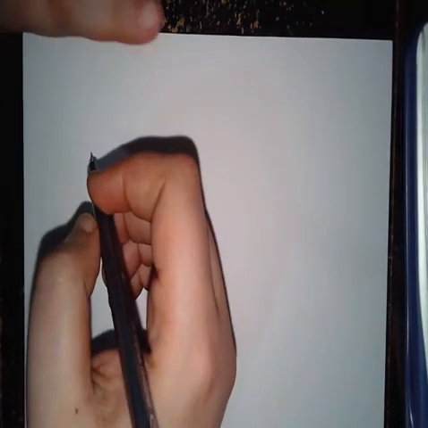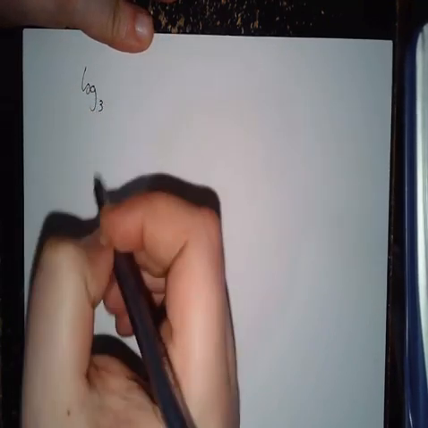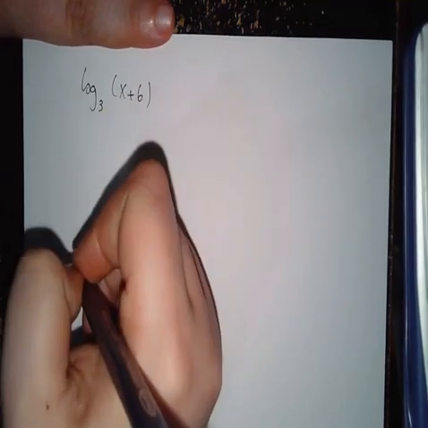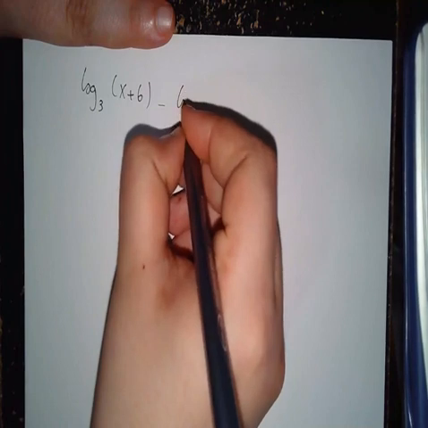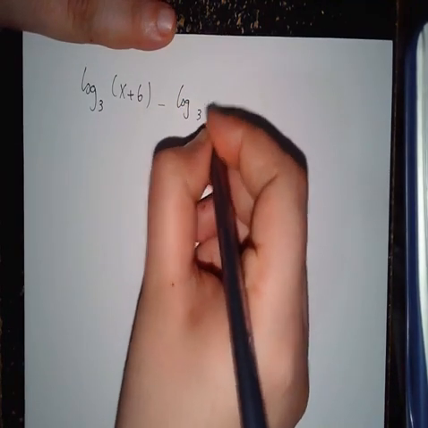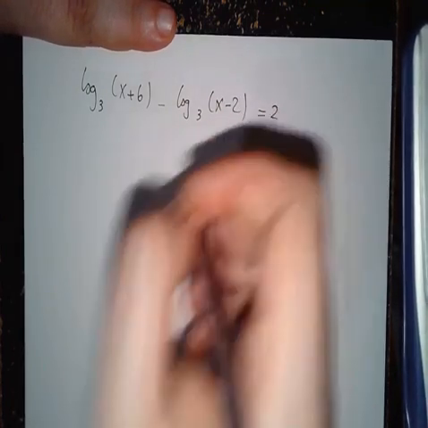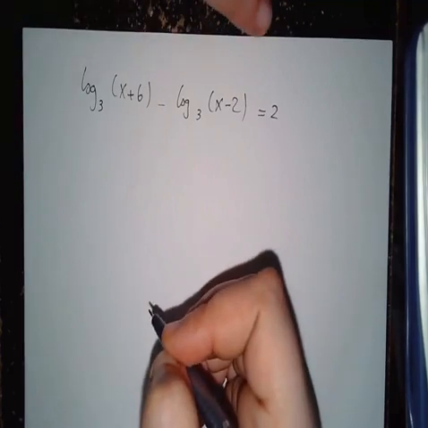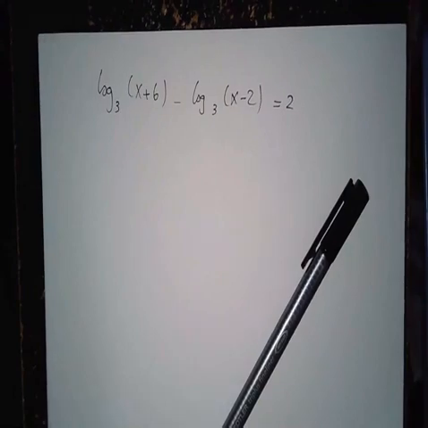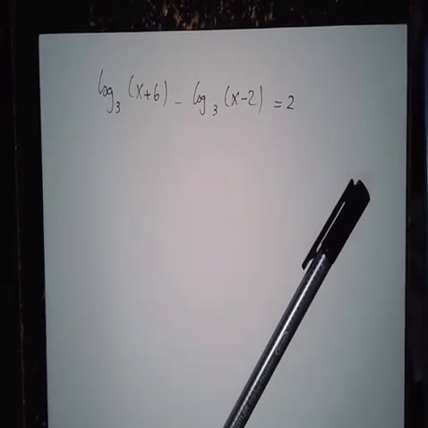I'll do number 15. This question says you have log base 3 of x plus 6 minus log base 3 of x minus 2, and the whole thing equals 2. So I have logs on one side and a number on the other side. And here's a question I got before.